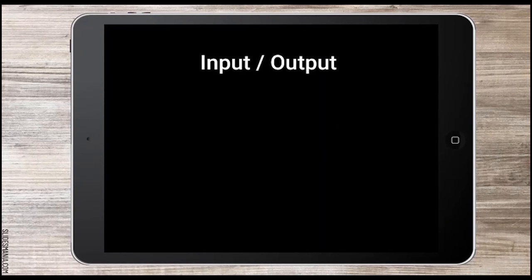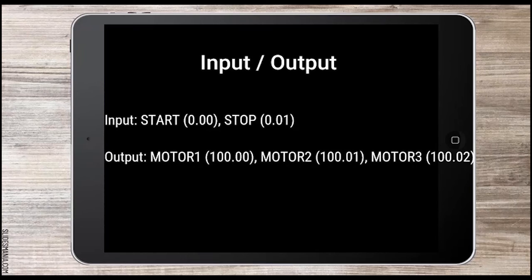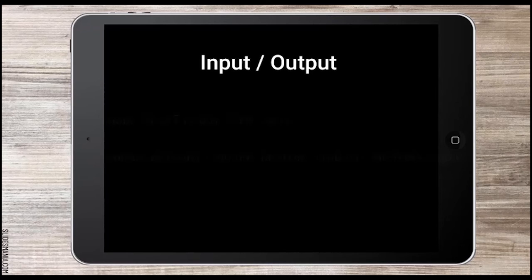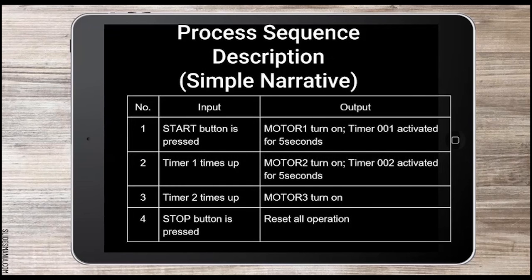We move to the input and output for this application. For the input, the start button has operand 0.00 and the stop button has operand 0.01. For the output, motor 1 has operand 100.00, motor 2 has operand 100.01, and lastly motor 3 has operand 100.02. The method used in the process sequence description is simple narrative.